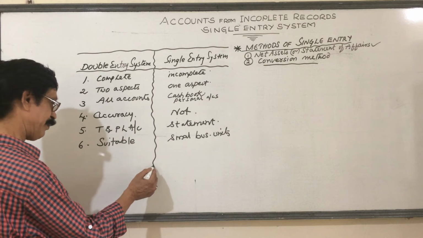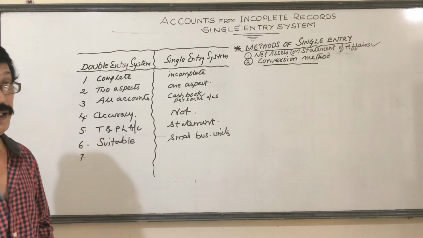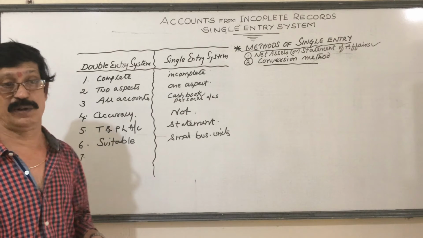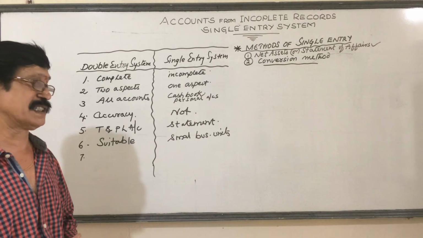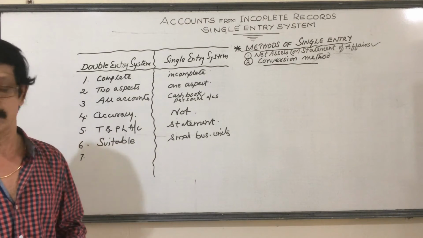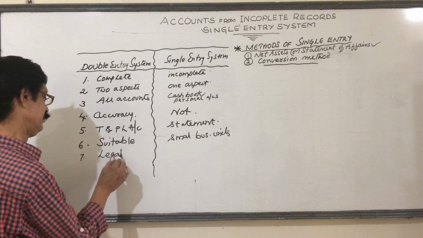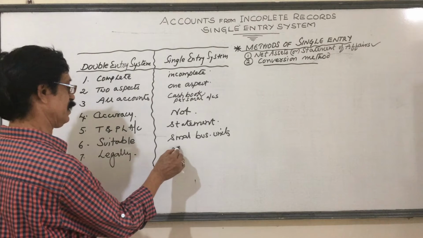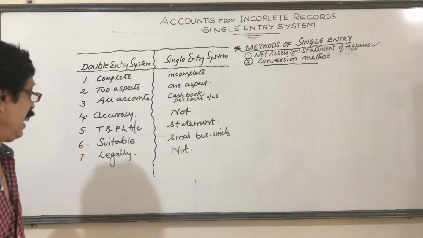Next. It is legally allowed. As per our Indian Companies Act, all companies must maintain the books of accountancy under the double entry system only. It is legally allowed. But the single entry system is not allowed as per law.